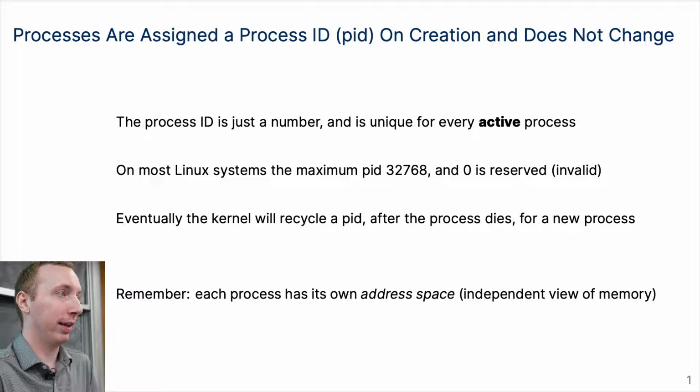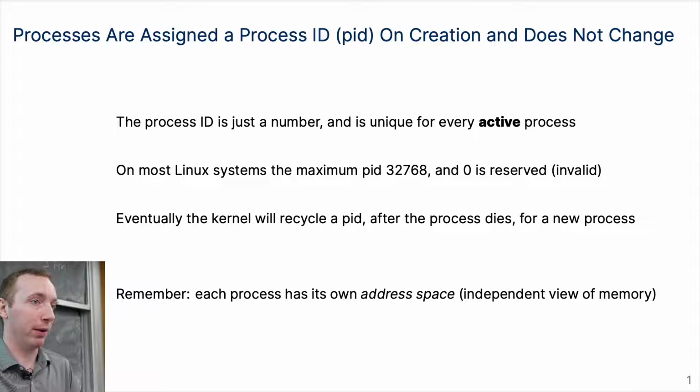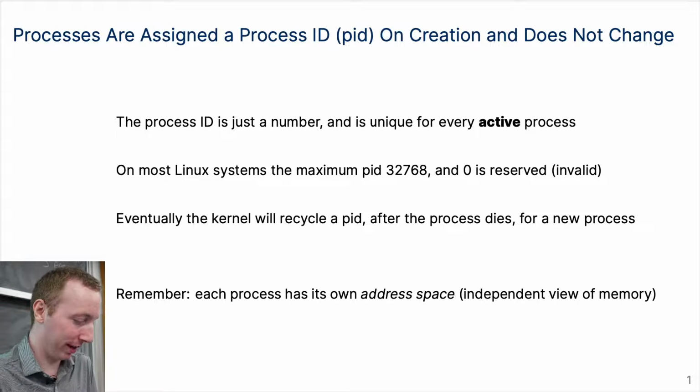And the process ID is just a number, and it's unique for every active process, so it won't change out from under you. So if you create a process, it will keep that process ID until it is terminated, and we're going to see how to actually remove it today, because if you just call exit, that doesn't necessarily mean your process dies, and we'll see what that means today.